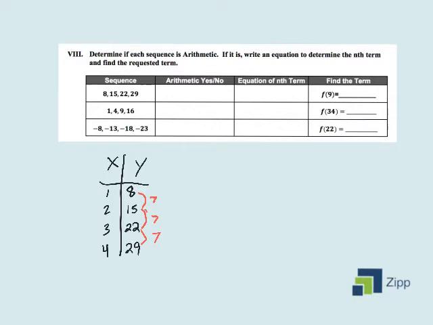So what I'm going to start with is I'm going to write y equals 7x. I take that constant of change and I put it in my slope-intercept form as my slope. And I'm going to write plus b. I don't know what the b is, but I can find out.